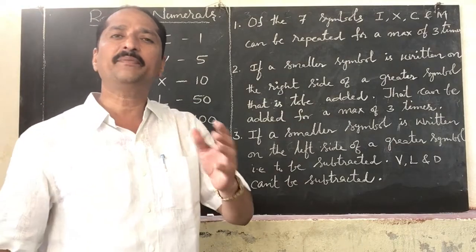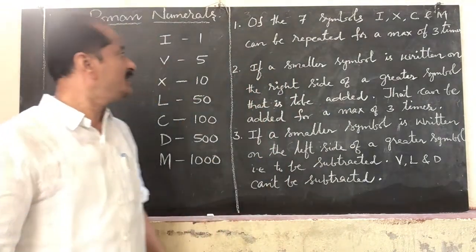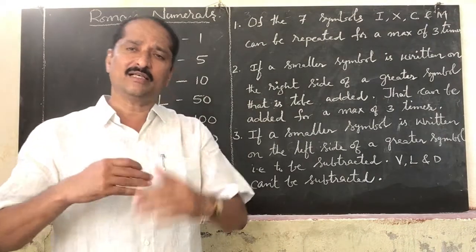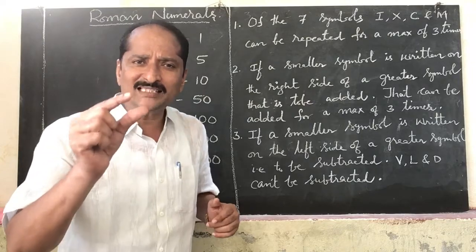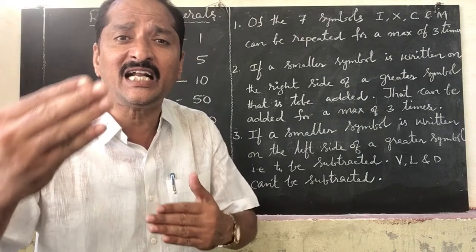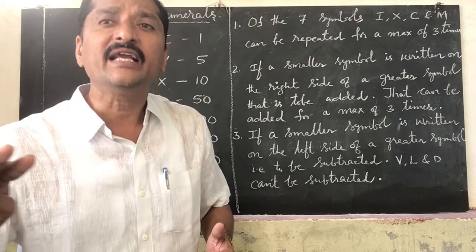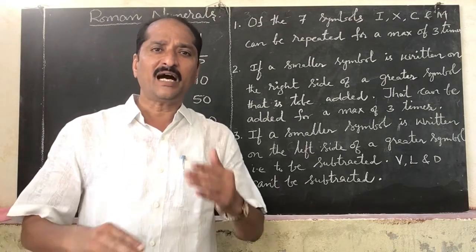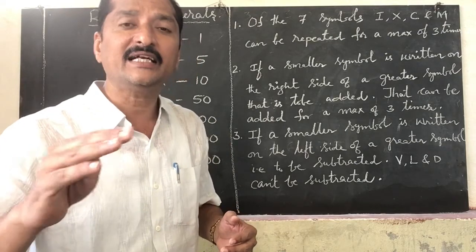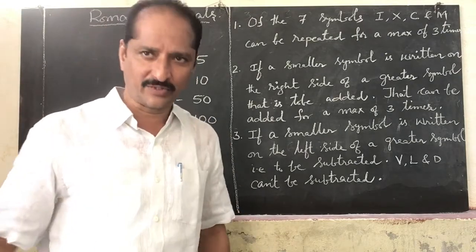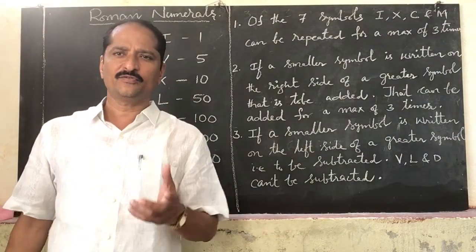I, X, C, M can be repeated a maximum of 3 times. If you observe the second rule, if a smaller symbol is written on the right side of a greater symbol, that is to be added. If a smaller symbol is written on the right side of a greater symbol, that is to be added. Okay. Here, the first rule we have learned.